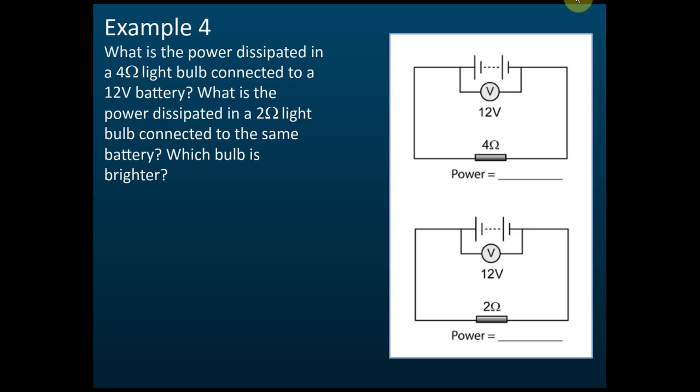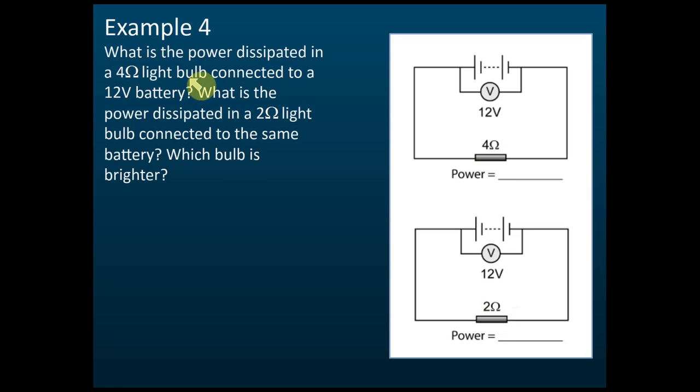Example 4. They want you to compare the power of two circuits. The first one is 12 volt, 4 ohm. The second one is 12 volt, 2 ohm. They want you to see which one has higher power: the one with higher resistance or the one with lower resistance. So which one will have higher power?